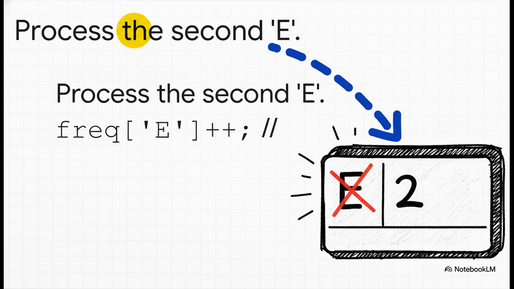And now we hit that second E. This is the key moment. The map looks for the key E again, but this time it finds it. So instead of making a new entry, it just goes to the existing one and increments its value from 1 up to 2. That's the beautiful dual-purpose power of those brackets right there.